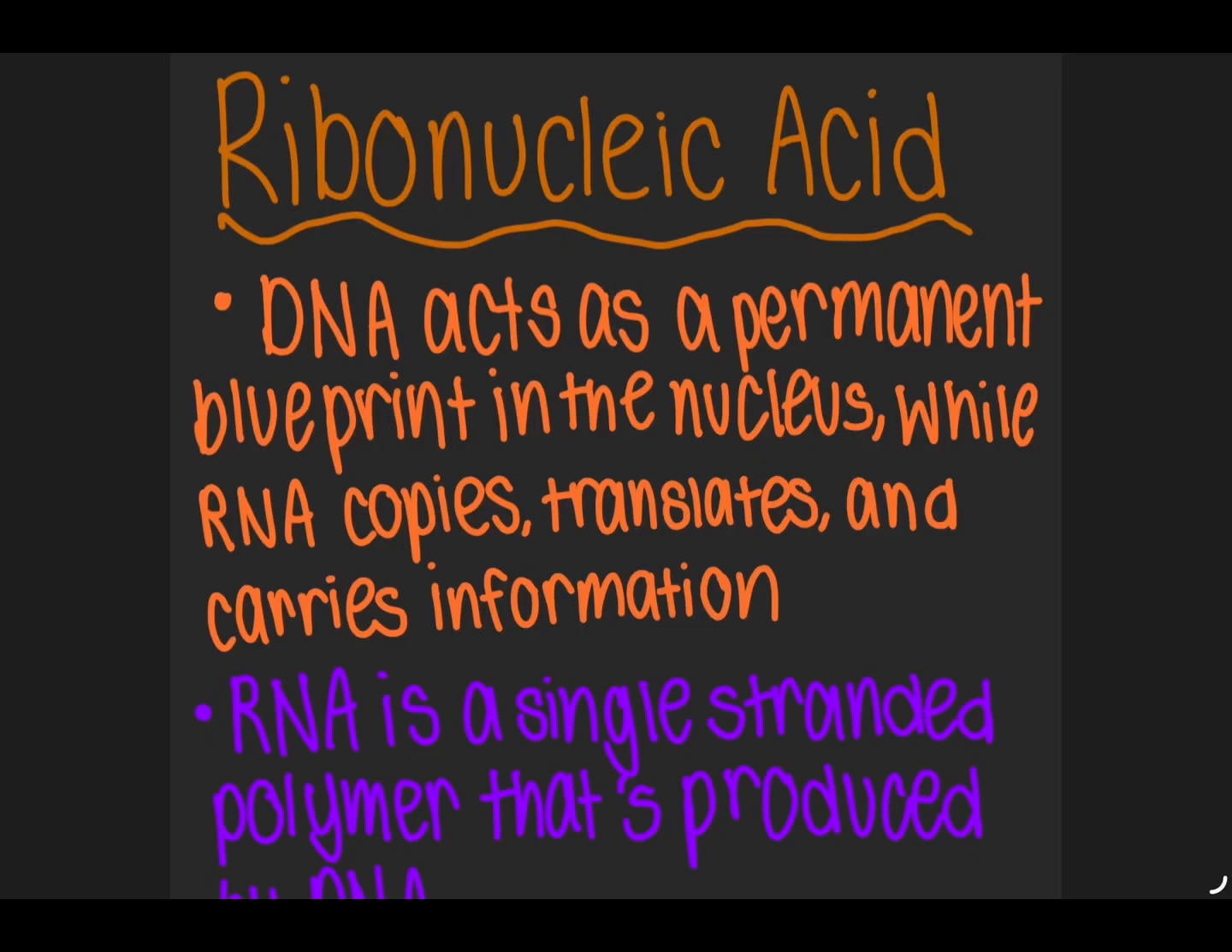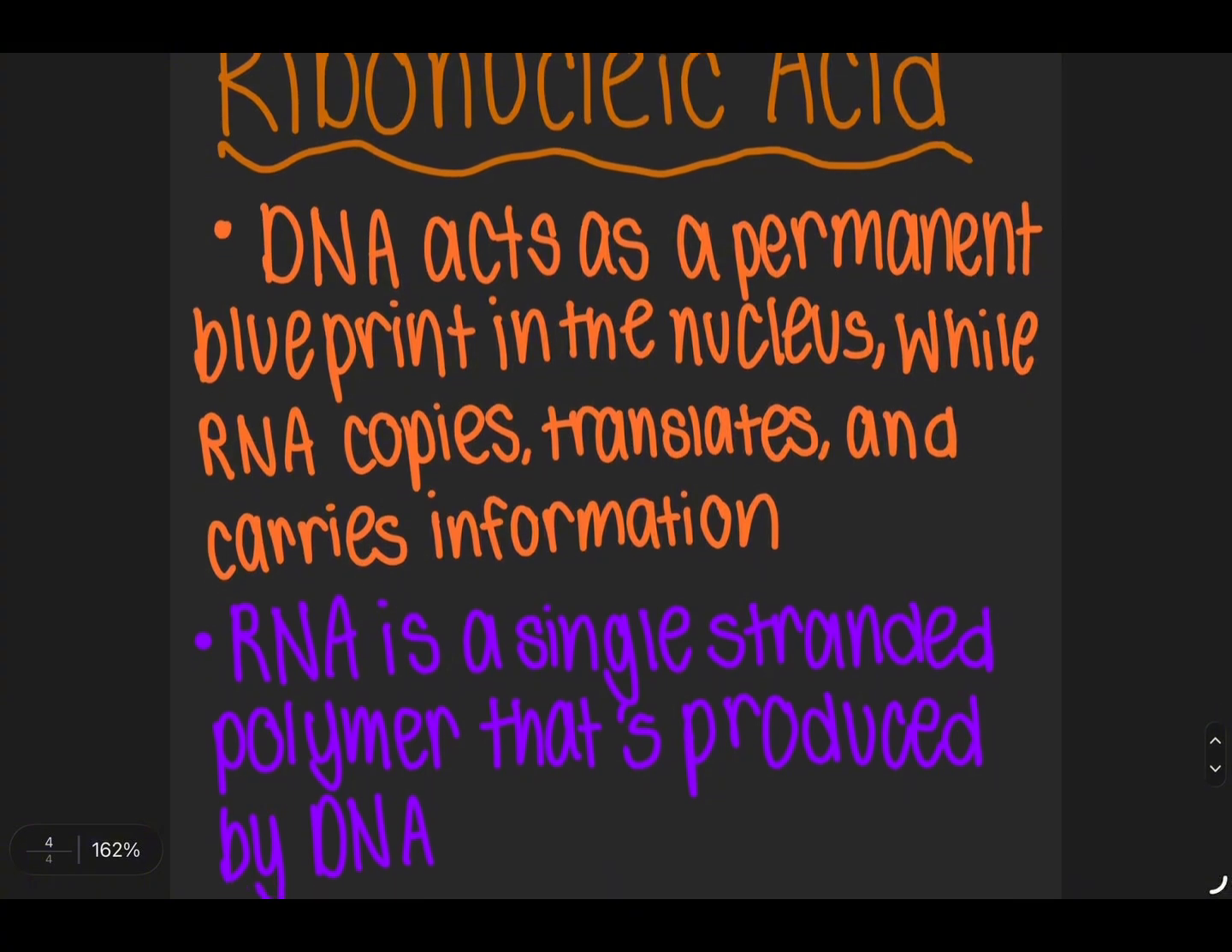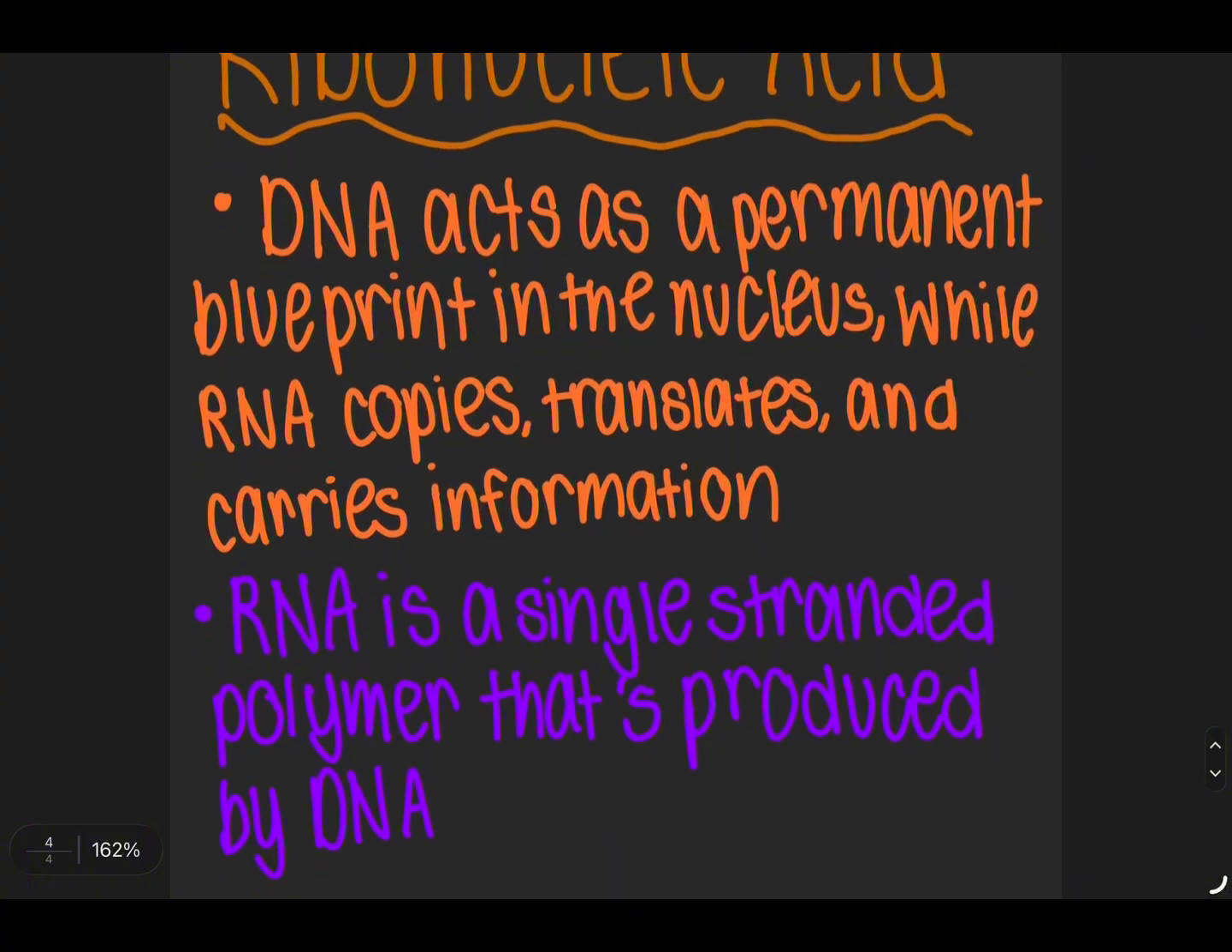The next thing we need to know is RNA. RNA is very important because it relates to DNA by DNA acting as a permanent blueprint stored in the nucleus, while RNA copies, translates, and carries that information to build proteins. But what is RNA? RNA is short for ribonucleic acid and is a single-stranded polymer that is produced by DNA.